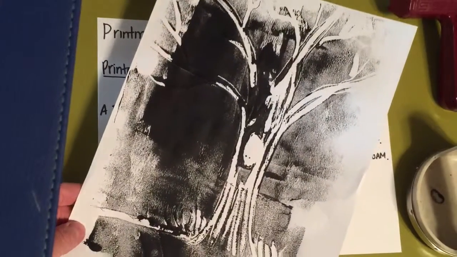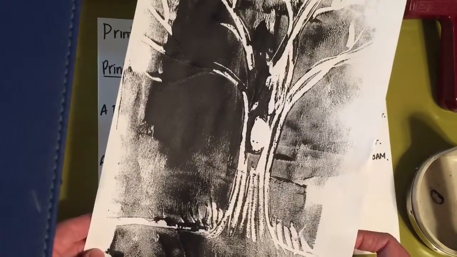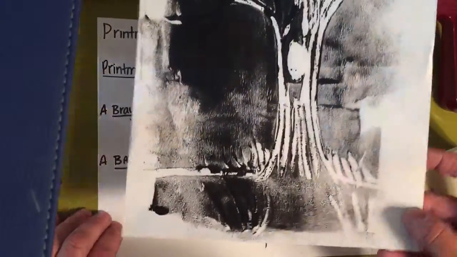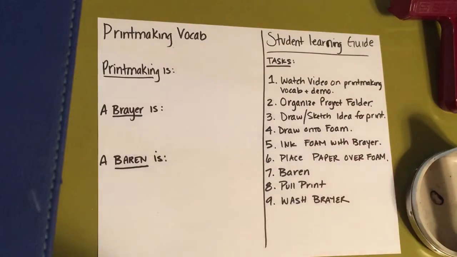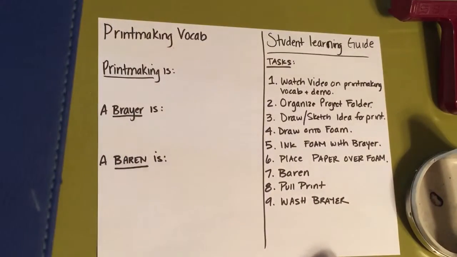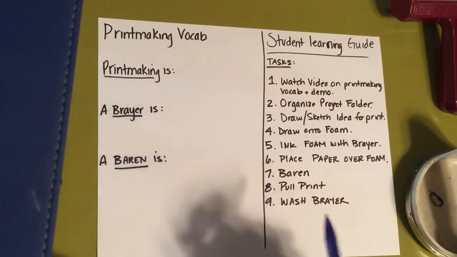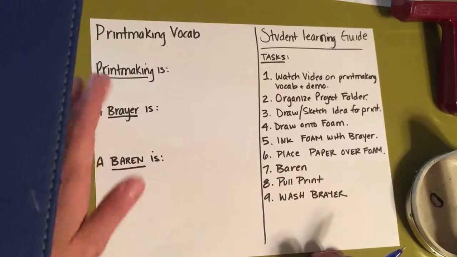This is a little tree that I've made with the foam block printing technique. So it's usually something that is done on wood with carving tools, but for safety and security reasons, we are going to use this nice soft foam that you can sort of carve into, and we will ink that and pull a print. So the first one is printmaking is.